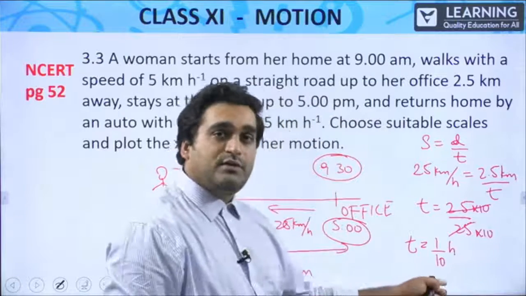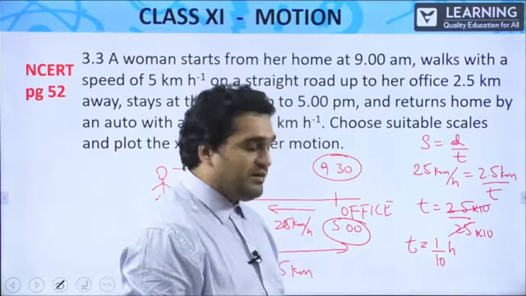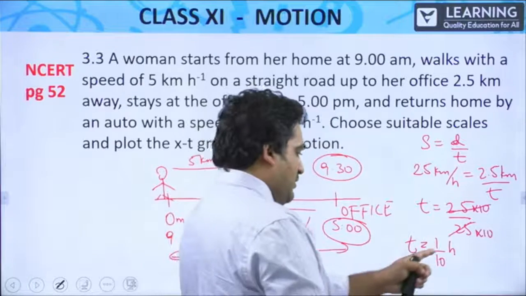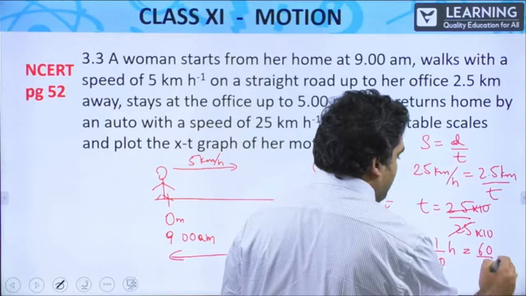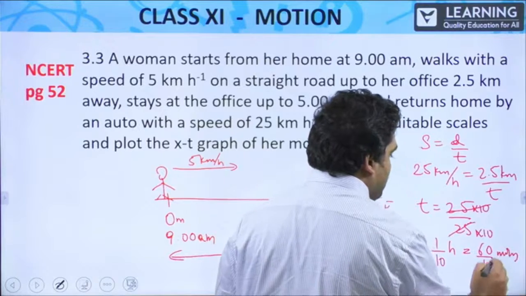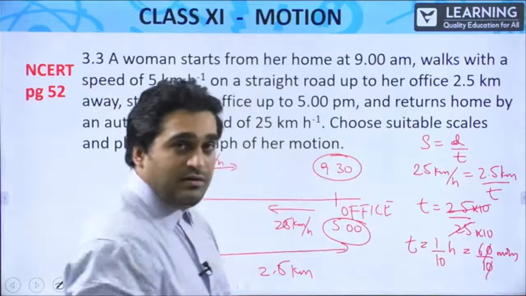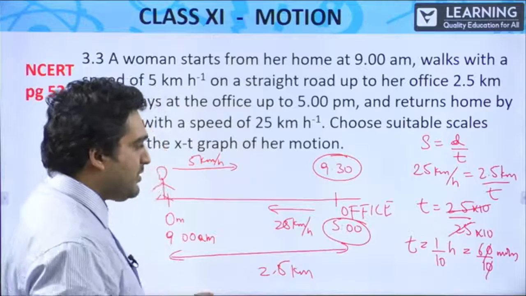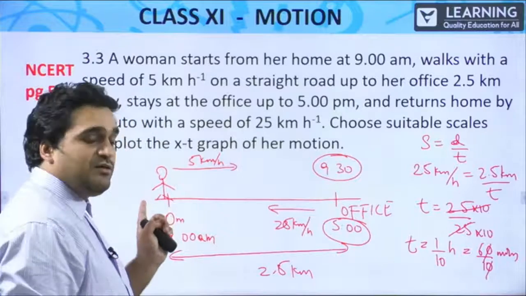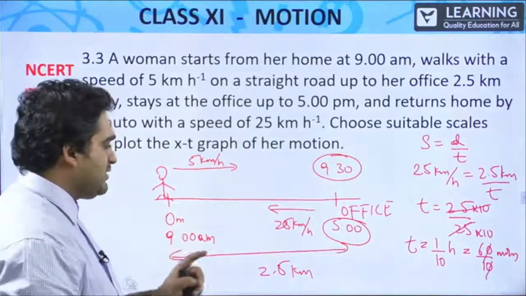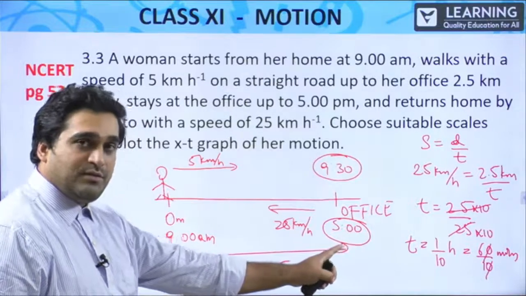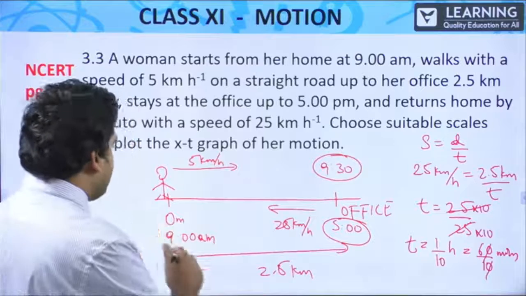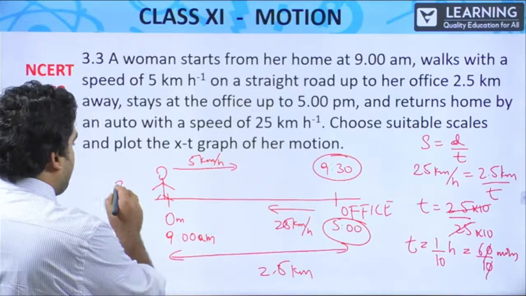Now you have to convert this into minutes. 1 hour has 60 minutes. So 60 by 10 minutes, and 60 by 10 is 6 minutes. So the time taken for her to reach home is 6 minutes. So what time will she reach home? 5 o'clock she leaves the office, and by 5:06 she will reach home.